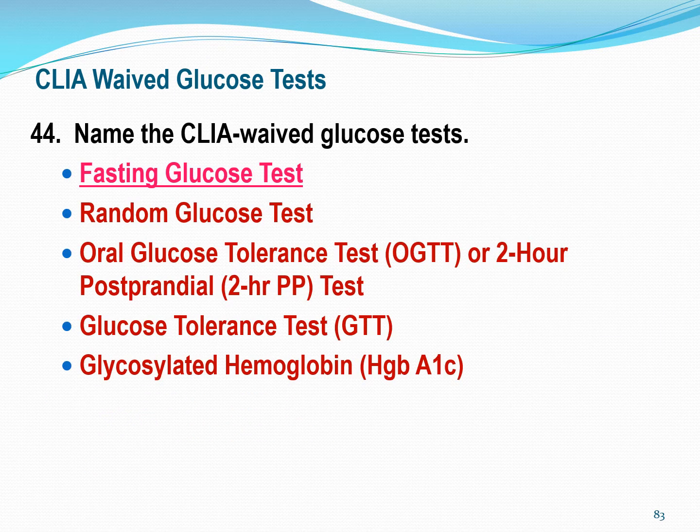So we want to be able to name the CLIA-waived glucose tests, right? We know we have fasting glucose, random glucose, we have an oral glucose tolerance test or a 2-hour postprandial. We have a glucose tolerance test and a glycosylated hemoglobin, which is a hemoglobin A1C. Make sure you're familiar with each and every one of these CLIA-waived glucose tests.